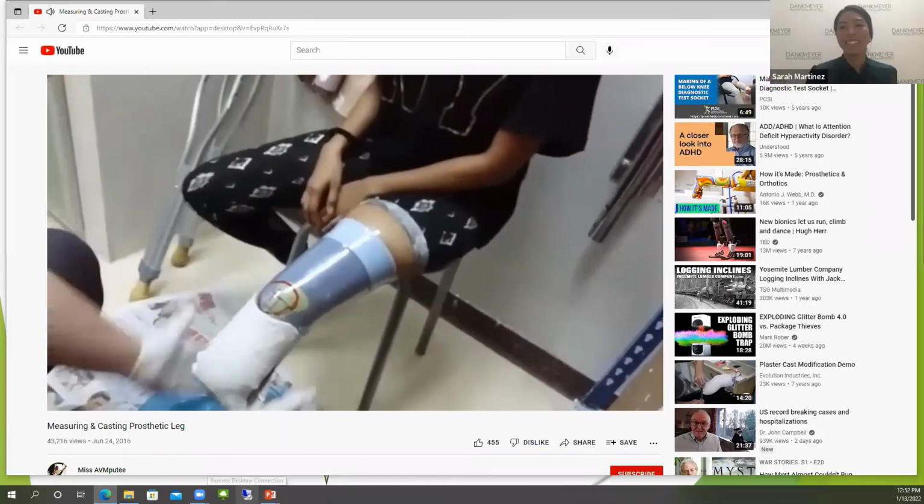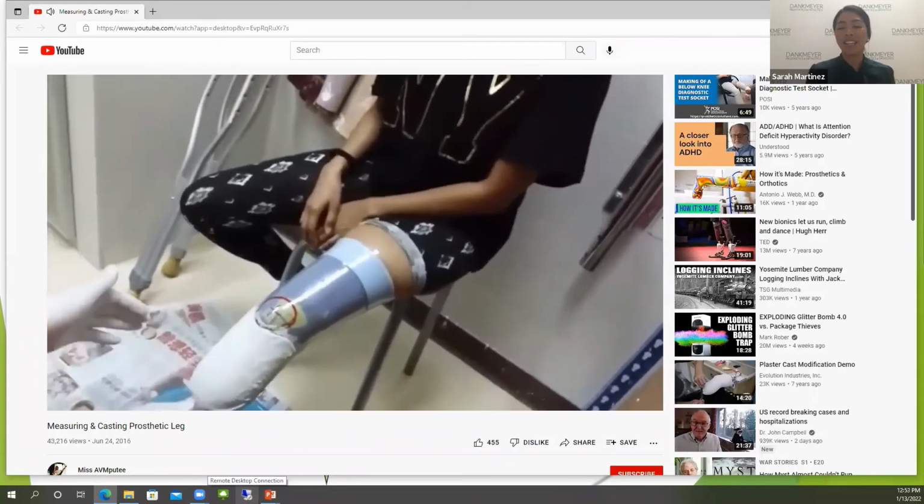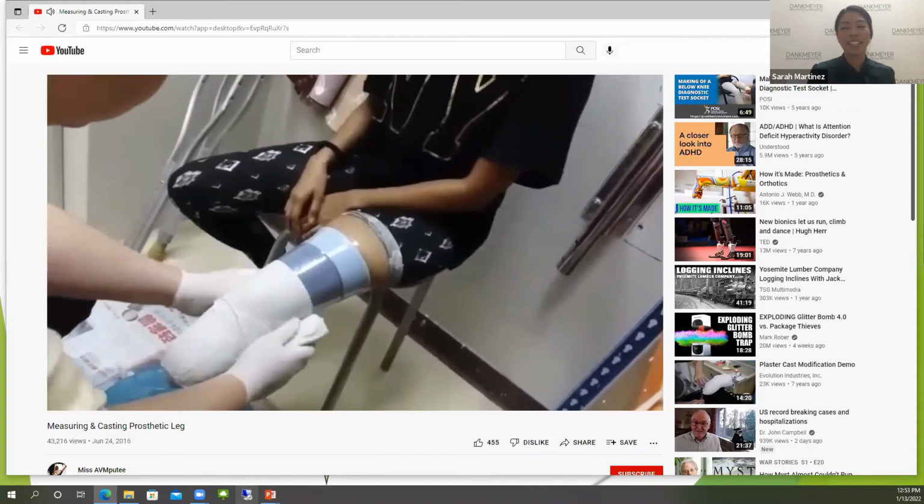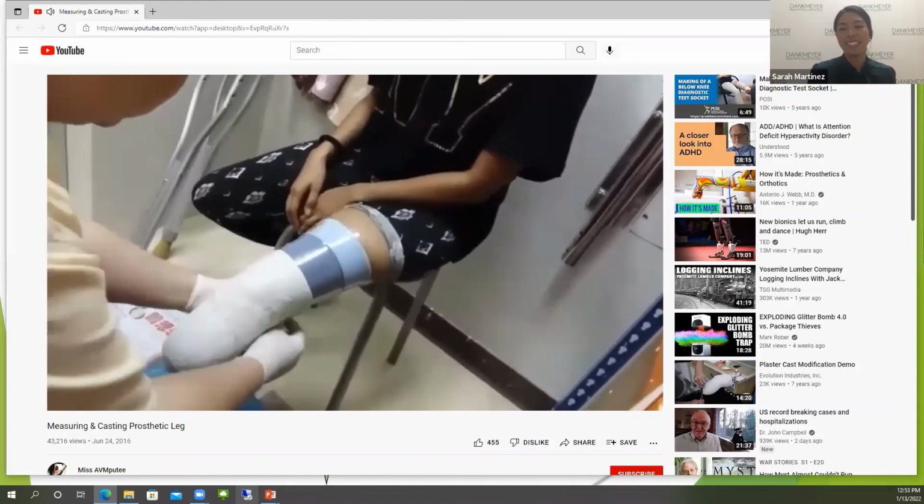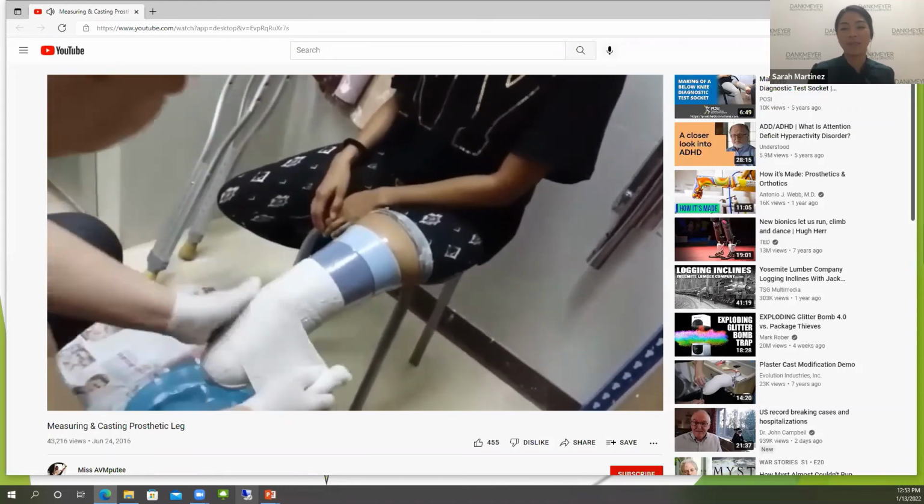Yeah, there we go. So this is plaster of Paris. It's almost like papier-mâché. We dip it in cold or warm water to start the reaction and apply it to the patient's limb.